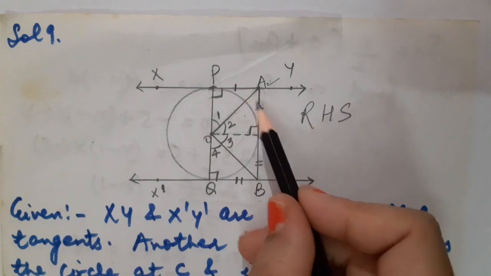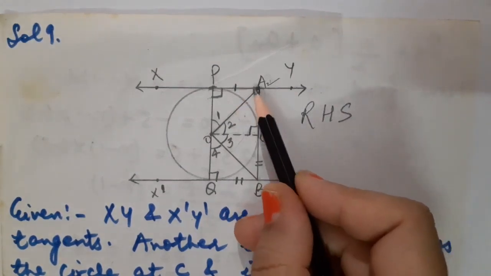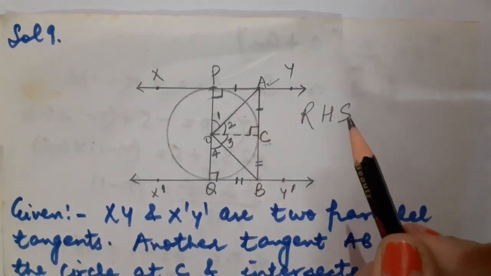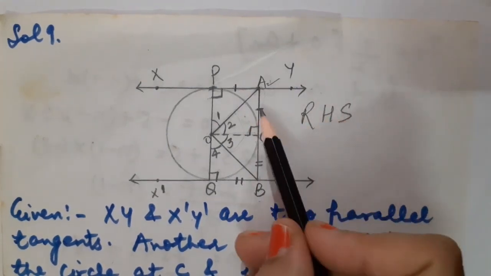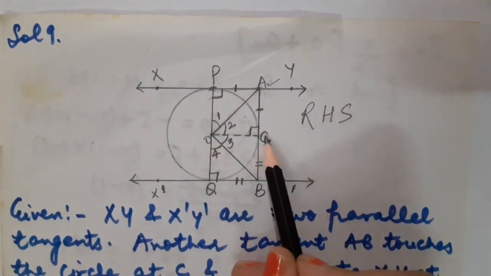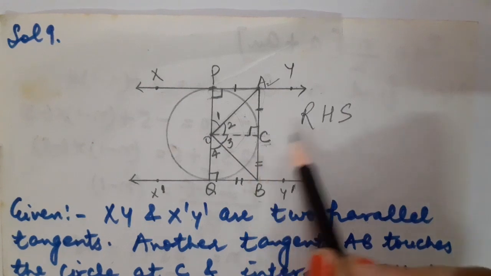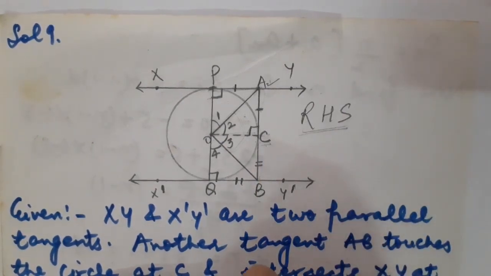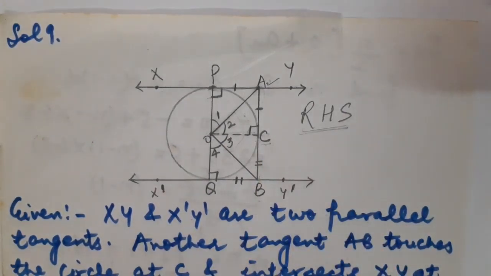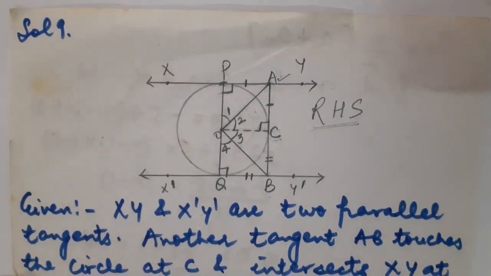I have taken these two sides, which show that the lengths of the tangents from the external point are equal. Or if you do not want to take AC equal to AP, you could take both radii also, that OP is equal to OC. Then also you are going to apply RHS. Suppose children, if you do not want to apply RHS, you can apply the triple S criteria of congruency also.